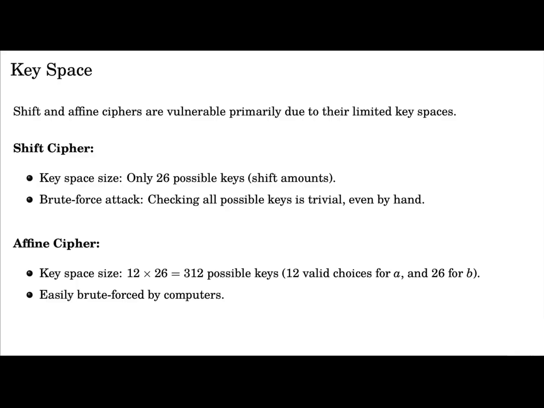Now, the affine cipher has more keys, but still not too many. Now the key is a pair, A and B. There are 26 choices for B, but it's not 26 choices for A, because A needs to be co-prime with 26. You can check that there are 12 such values for A that are co-prime with 26. And so the affine cipher has 12 times 26, equal to 312 possible keys.